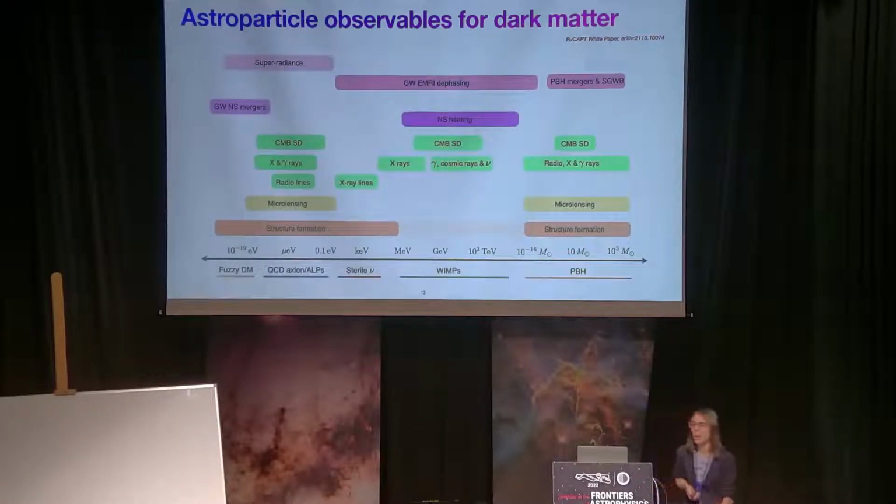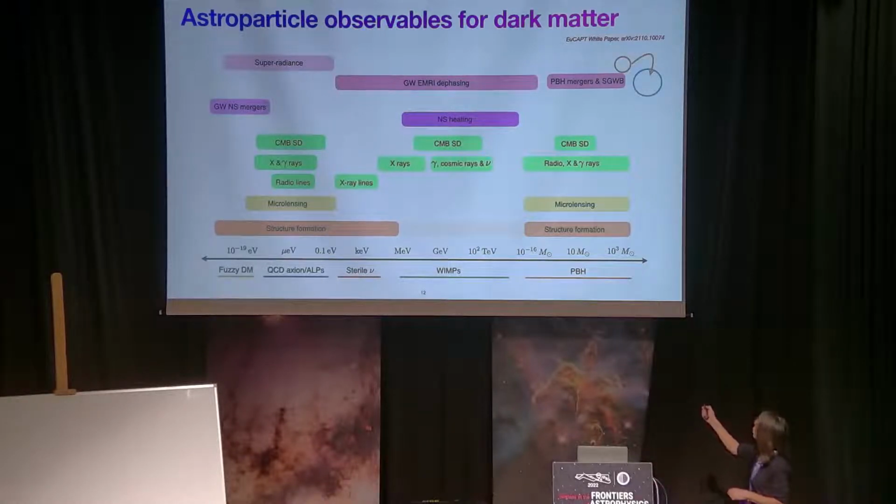So one can recap the signatures from different dark matter candidates onto a more astroparticle observable space in this schematic way, which is not meant to cover all possibilities, but just give you a few. So you can exploit this accretion onto compact objects by looking, for example, at gravitational waves or superradiance, and it won't be the focus of my talk.